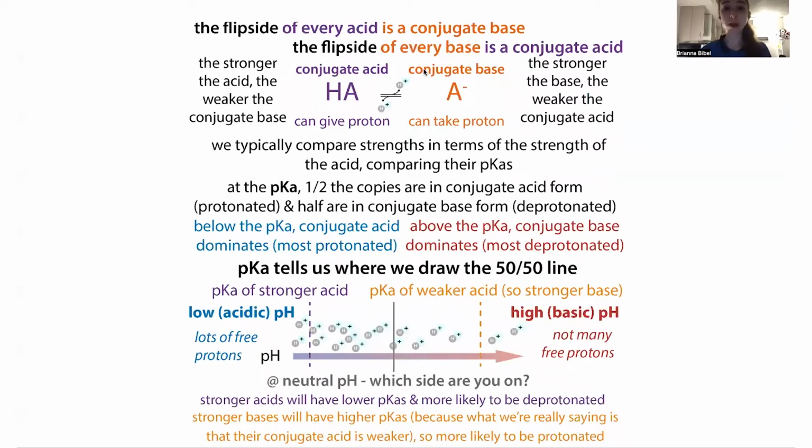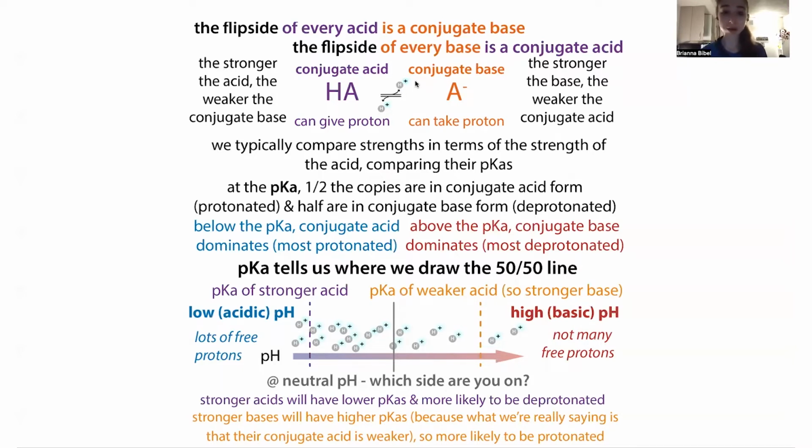And so if it gives up a proton, if it acts as an acid, well, now it can't give up a proton again unless it has multiple protonatable or deprotonatable groups, but it can take a proton back. And so you have a conjugate acid, which gives up a proton and becomes its conjugate base, which can take a proton. And so if you were to look at a molecule, you could find it in its conjugate acid or its conjugate base form.